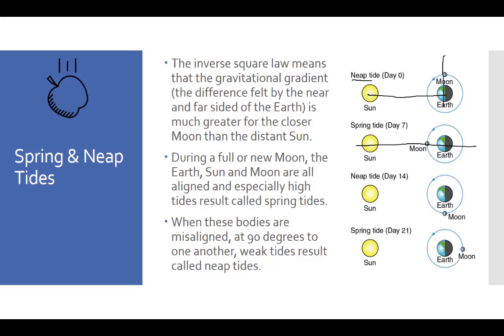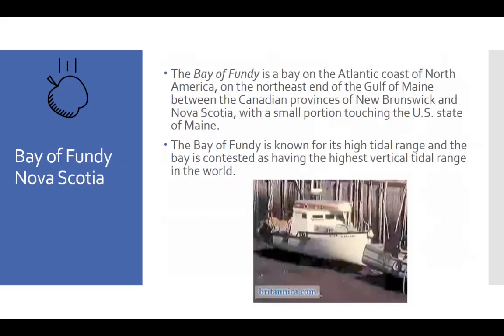So I want to give you an example of this. One is the Bay of Nova Scotia. And it's an interesting example because it has one of the greatest tidal differences known on the planet. Okay. So the Bay of Fundy is a bay on the Atlantic coast of North America on the northeast end of the Gulf of Maine between the Canadian provinces of New Brunswick and Nova Scotia, with a small portion touching the U.S. state of Maine. The Bay of Fundy is known for its high tidal range, and the bay is contested for having the highest vertical tidal range in the world.